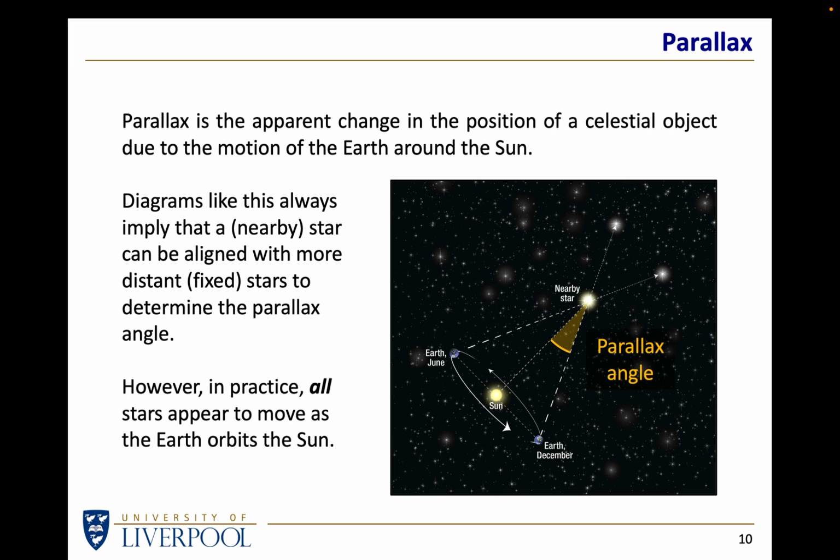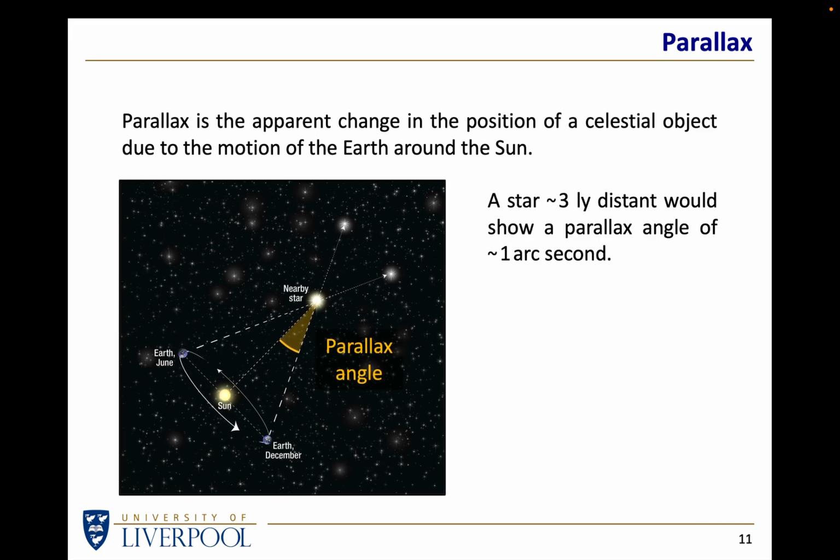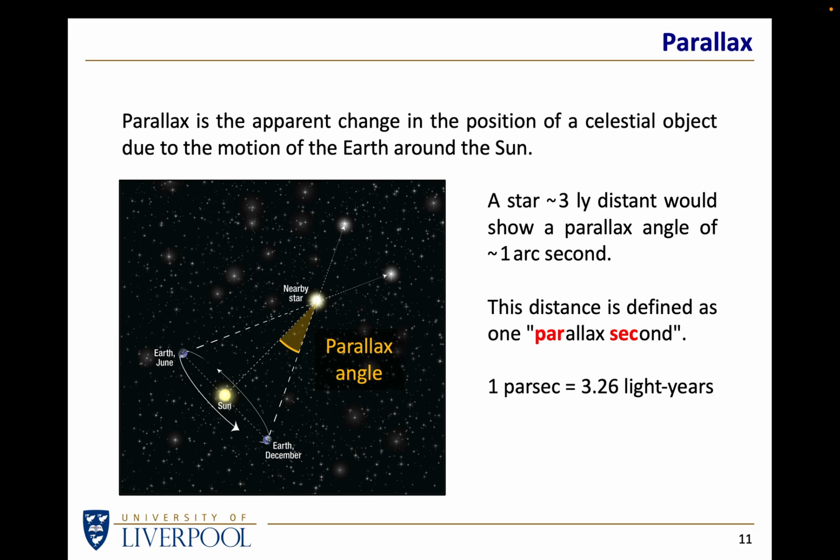If we think about the problem, yes, all stars appear to move, so that's why this diagram is a little bit misleading. It implies that if we have fixed stars in the background, we can simply line things up. It's never that simple. If we take a hypothetical, what if we had a star at a distance of 3 light years? Then if we work out the maths of that triangle, 3 light years for the length of the triangle, 1 astronomical unit for the baseline, it turns out that parallax angle is 1 arc second. And a distance which gives you a parallax of 1 second is a parallax second, or a parsec. So 1 parsec, when you do the maths, turns out to be 3.26 light years.